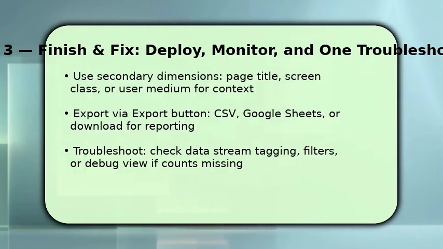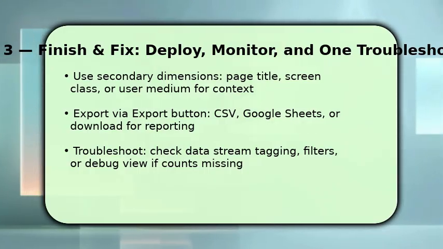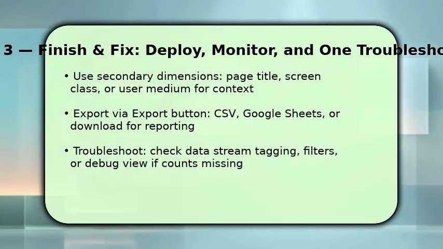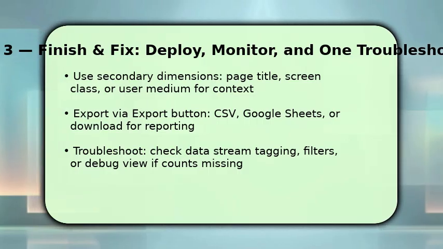If numbers seem off, make sure your data stream has the G tag or GA4 tag correctly installed and no unwanted filters are excluding traffic. If you still see zeros, use DebugView or Real-Time to verify events are firing. This is the key troubleshooting step.